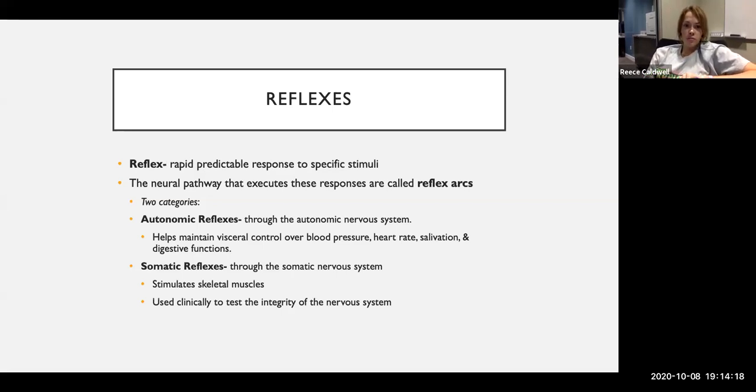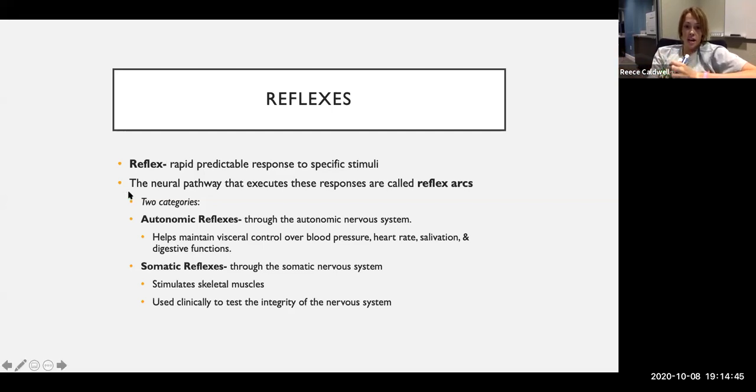So autonomic reflexes are going to be dealing with the autonomic nervous system, helping with those involuntary actions like blood pressure, heart rate, salivation, digestive functions. Somatic is going to be through the somatic nervous system, so our voluntary nervous system, working with skeletal muscle stimulation. And then we also use these reflexes to test the integrity of the nervous system.